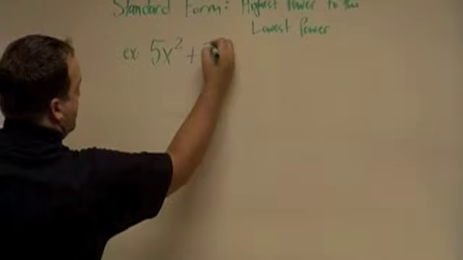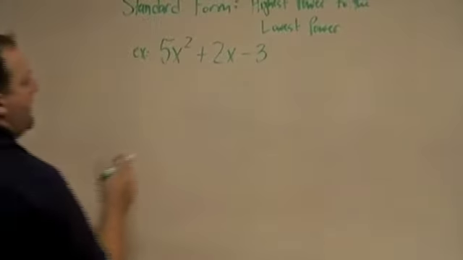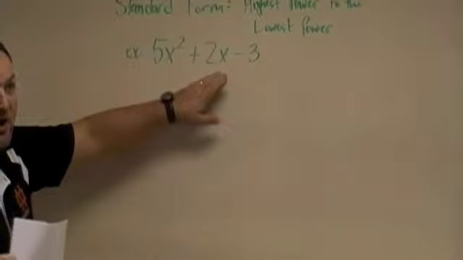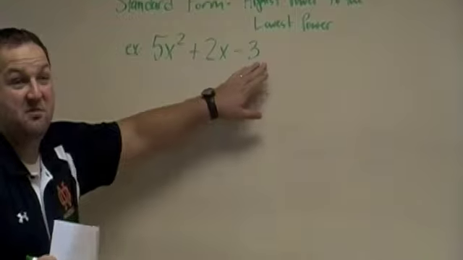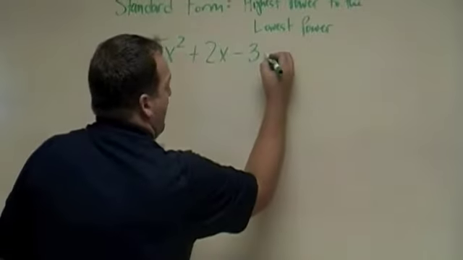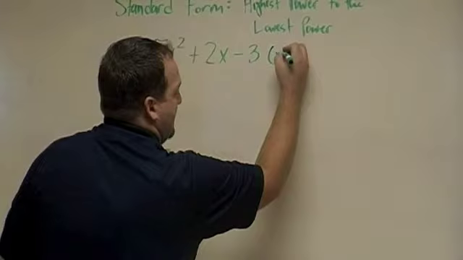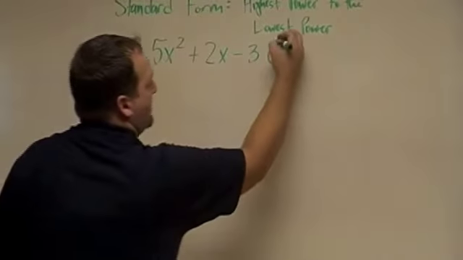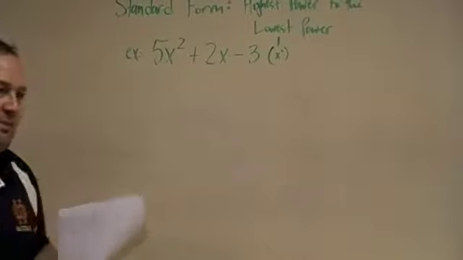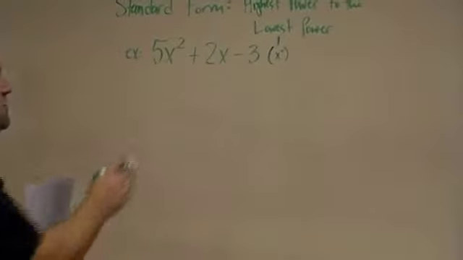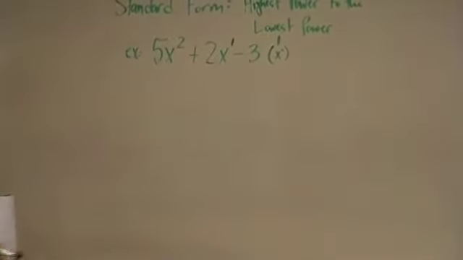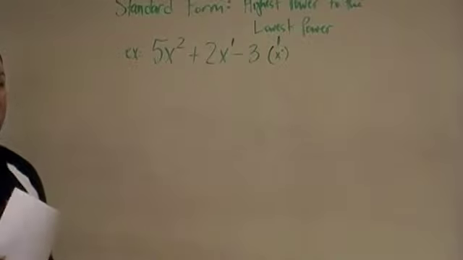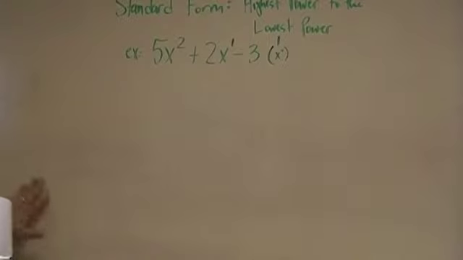An example would be 5x squared plus 2x minus 3. Power of 2, power of 1, power of 0. This one actually has a power. There is an x there, but it's invisible. It's really x to the 0 power, so I'm just going to write out parentheses. This is x to the 0 power. Anything to the 0 power is 1, though. So 3 times 1, we just write 3. But you do see that we do have powers: 2, 1, 0. It is in decreasing order. That is standard form.